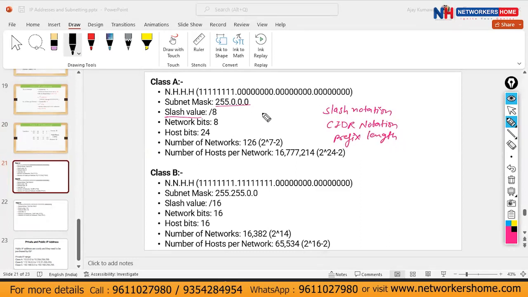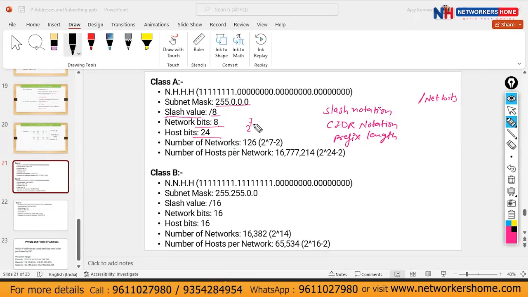So what is the slash notation or slash value? You write the slash, and in front of the slash, you simply write the number of network bits. That is your slash value. In case of class A, how many network bits are there? 8. So it is /8. Network bits are 8, host bits are 24. If you want to calculate the number of networks, we only have 7 bits for manipulation, because out of 8 bits, 1 bit is always 0.